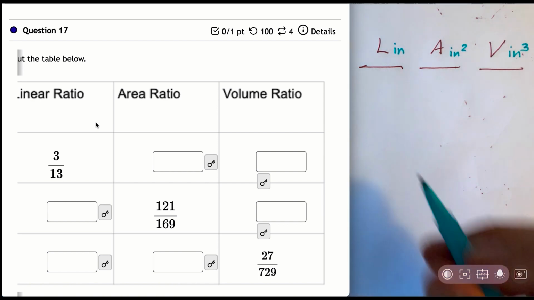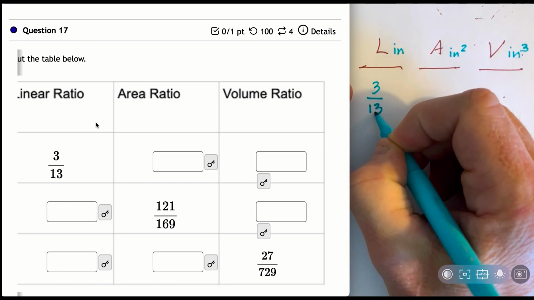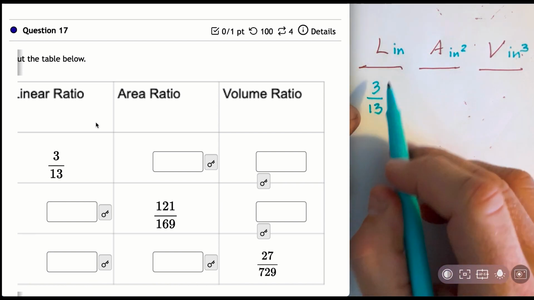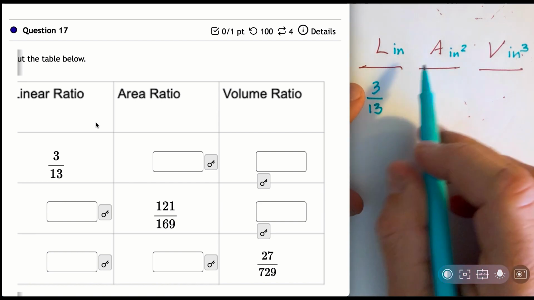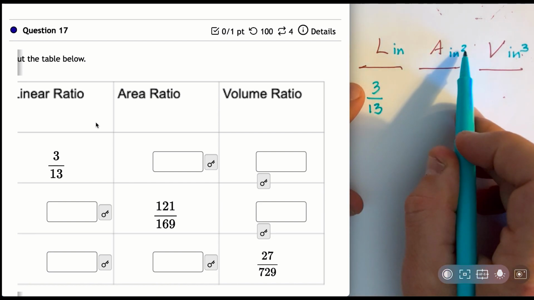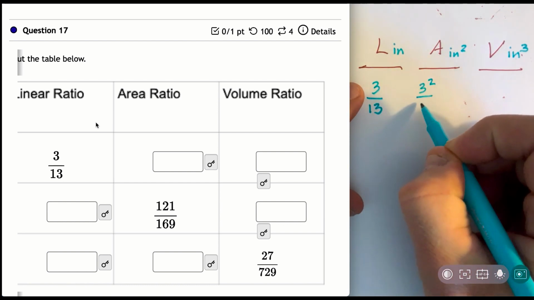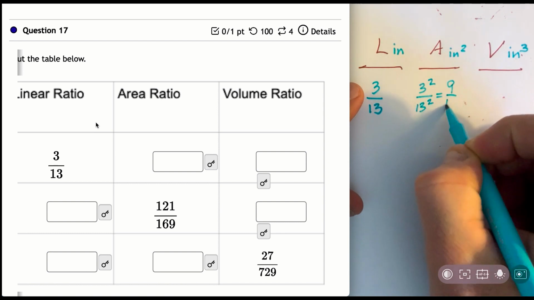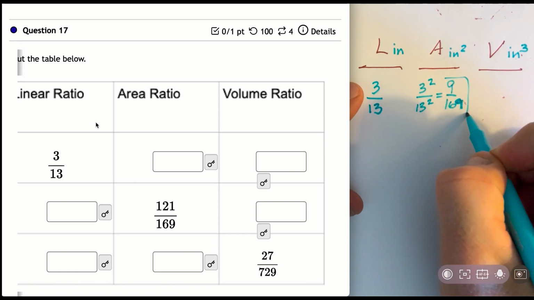Now, if I talk about the first ratio being 3/13, if I want to change 3/13 into a ratio with area, the only thing you'll notice is that if this is 3/13, that's like 3 inches over 13 inches, and I want to change it to an area ratio, all I have to do to those units is just square them. So I would square the 3, and I would square the 13. When I do that, I get 9/169.